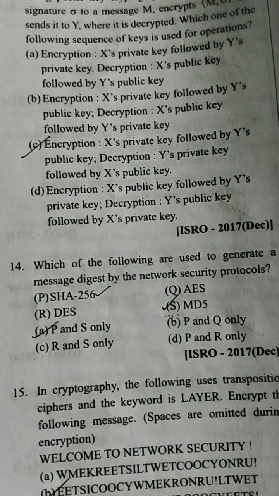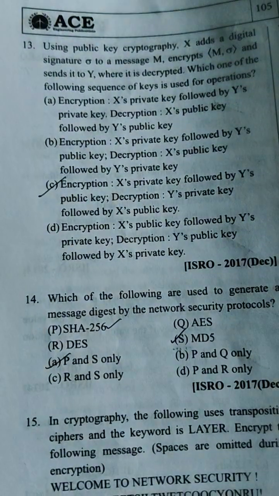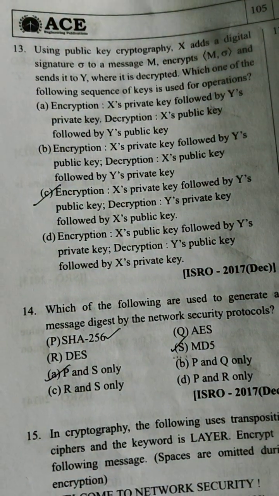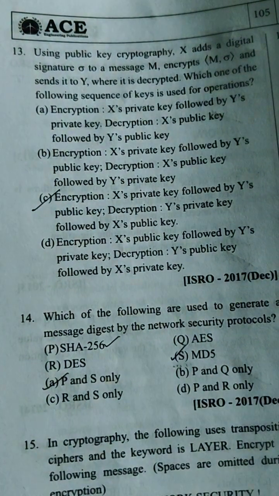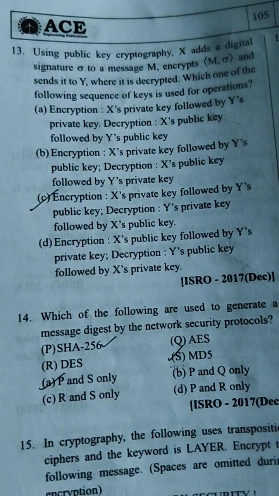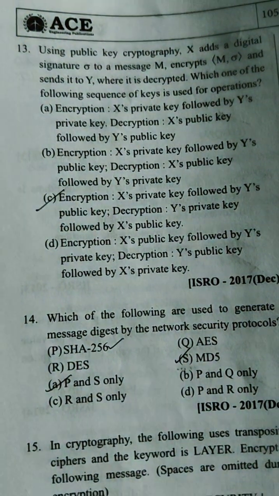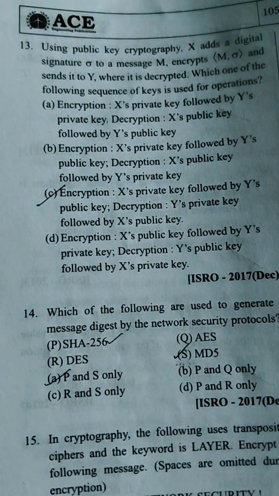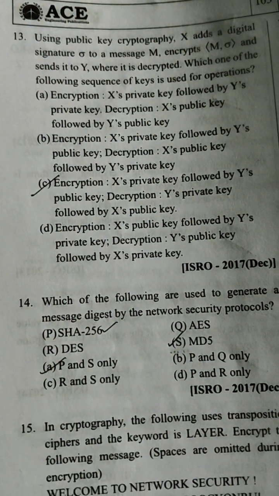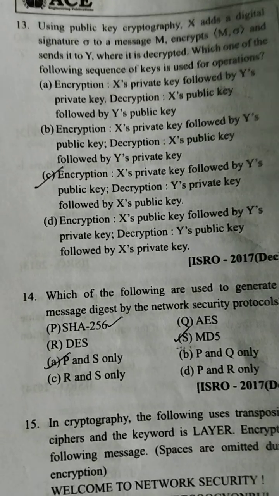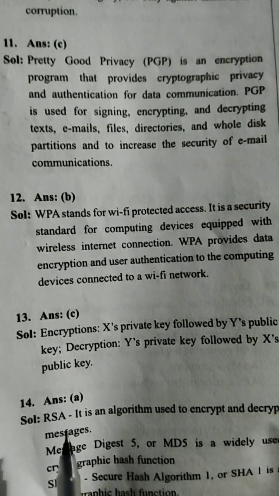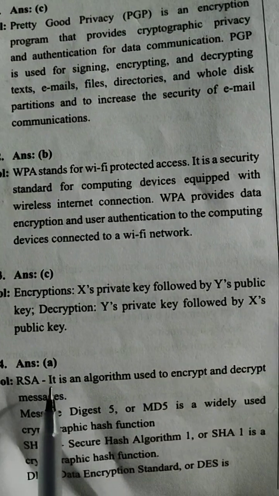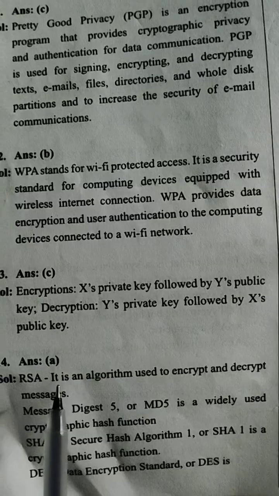Y's public key, X's private key, is followed in public key cryptography. X adds a digital signature phi to a message M, encrypts M comma phi and then sends it to Y. Which of the following descriptions is correct? Encryption: X's private key followed by Y's public key. Decryption: Y's private key followed by X's public key.